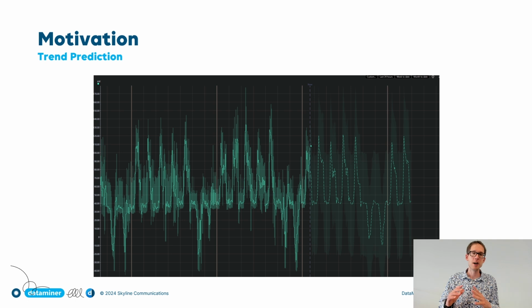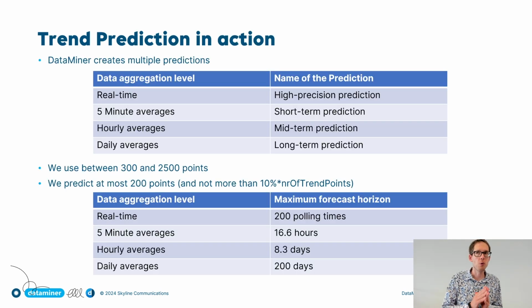All right. Now, before showing you the real life demo, I would like to discuss just a few technicalities. First of all, I want you to know that we don't create just one prediction, but we actually create 4 predictions. And depending on the amount of zooming that you do on your trend graph, a different prediction is shown. Now, what kind of predictions do we create? Well, when you fetch trend data, you actually fetch trend data on various aggregation levels.